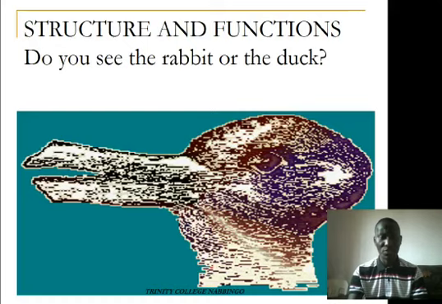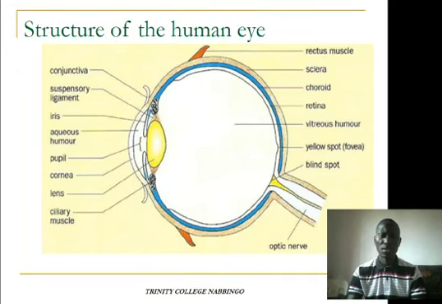For example, as you can see here, what do you see? Do you see the head of a rabbit or that of a duck? That is, you are using your eyes to see. Then what is the structure and the function of the parts? Let's look at the eye.